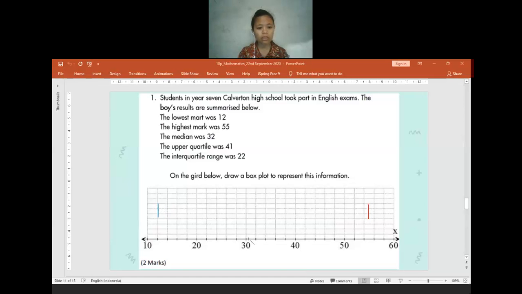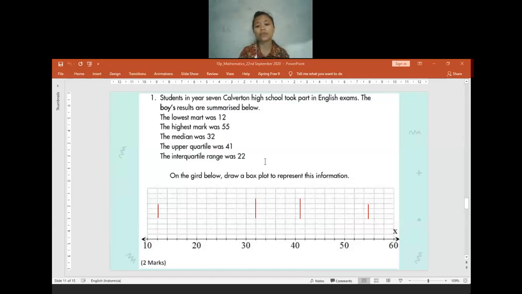The median is 32. Oopsie, I think the lowest mark is in the wrong position. Okay, sorry, this is the lowest mark. And then for the median, it says 32, so we make a line for the 32. After that, for the upper quartile, it will be 41. So we make a line in here for the 41.